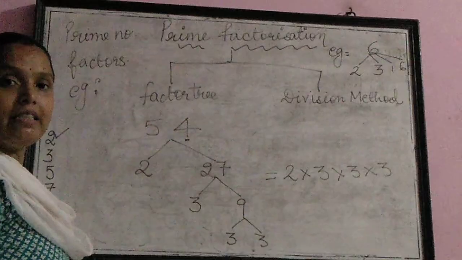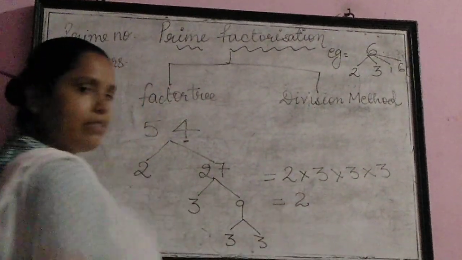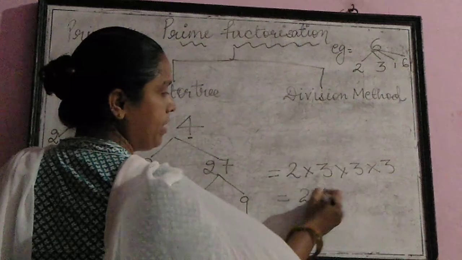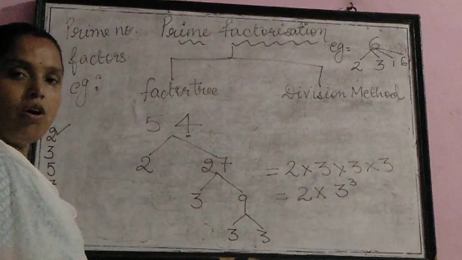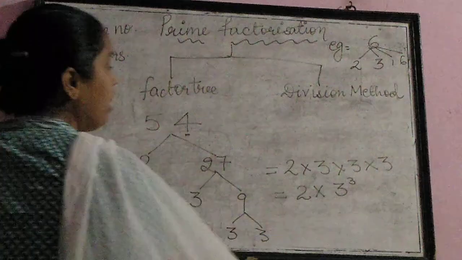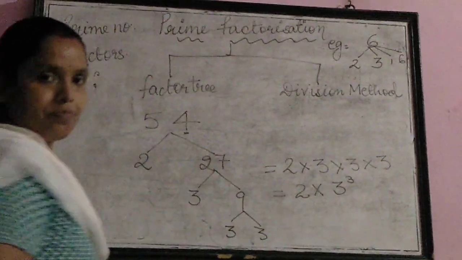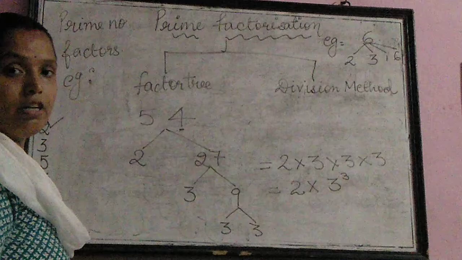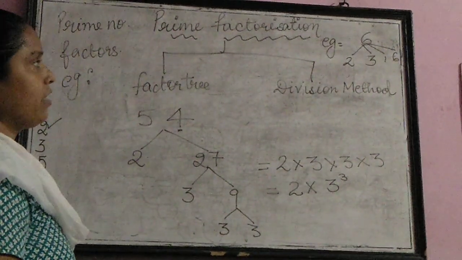Now how will I write the index notation for it, children? 2 is not repeated, so 2 as it is. 3 is repeated how many times? 3 is repeated 3 times. So I will write 3 on the top of 3. This is how, children, we do the factor tree method. Hope this is clear to all of you. On the basis of this explanation, you can understand the factor tree method.